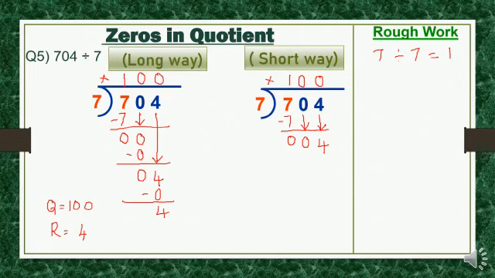We will not do anything else. So we are done in just one step. 1.5 steps, maybe we can say, isn't it? So we are done. So the quotient is the same, that is 100, and we need to write the remainder now. Remainder is 4.